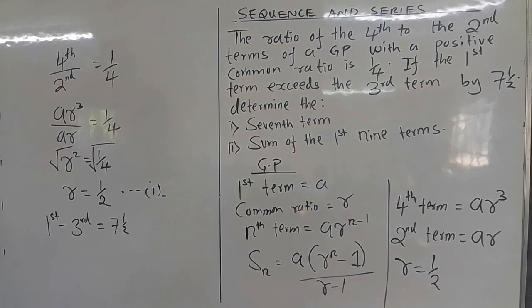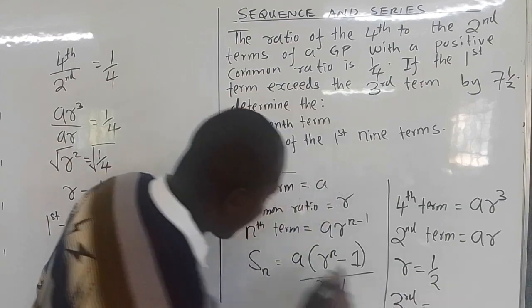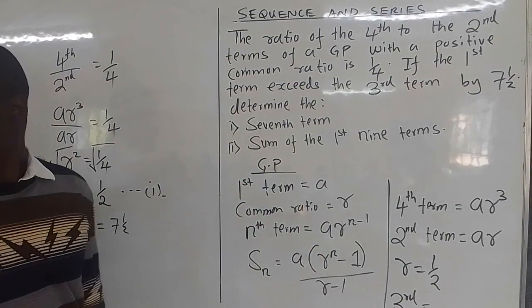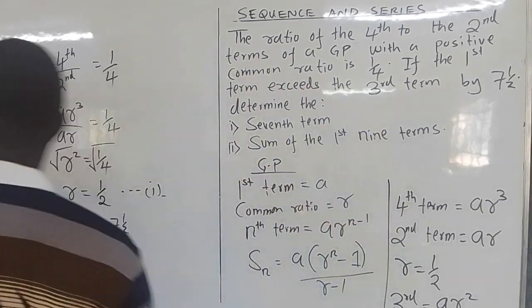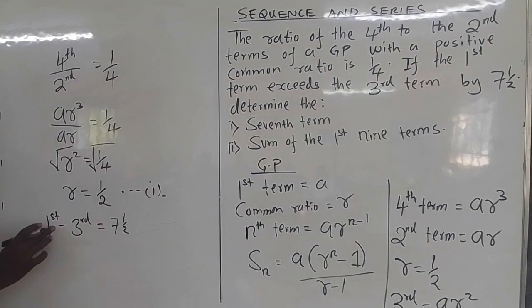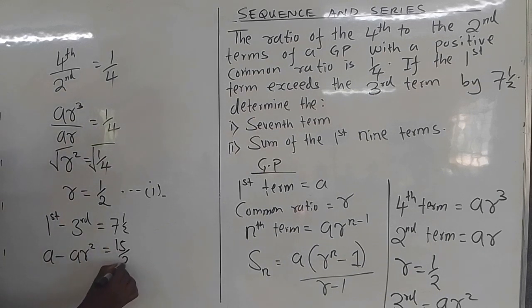So from there we know the first term is already there. What is the third term? Come and translate the third term. Where there is n, you put 3, isn't it? So the third term will be ar squared. So substitute that. First term is a minus third term is to be 7.5, in improper fraction because we want to solve a problem, 15 over 2.